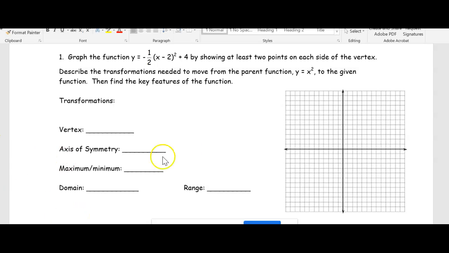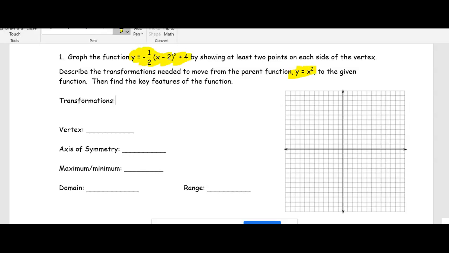All right, so number 1, it says the graph of the function. So here's your function. I want you to graph that showing at least 2 points on each side of the vertex. So we'll talk about what that means here in a minute. And then you're going to describe the transformations from the original graph. So if we look at our original graph, my computer's not working. There we go. What did we do to this in this equation that would change the original? So in this problem, we really do all 4 things that we've talked about. We definitely move it left, right, up, and down.